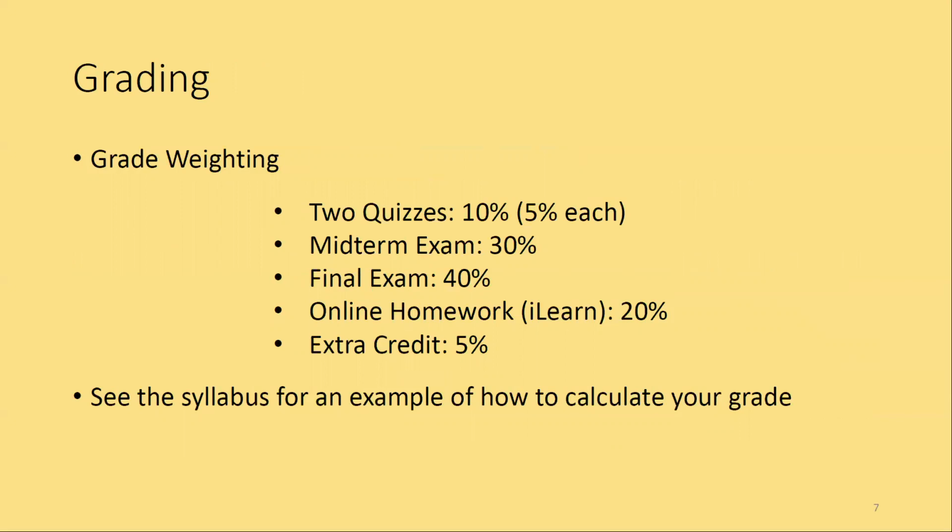For the grading, there will be 2 quizzes with 5% each. There will be a midterm exam worth 30%, a final exam worth 40%. There will be a couple of online homeworks worth a total of 20%, and there will be 5% extra credit. You can see the syllabus for an example of how to calculate your grade, assuming you achieve certain percentages for each of those assessments. And I'm going to explain each of them in the following.